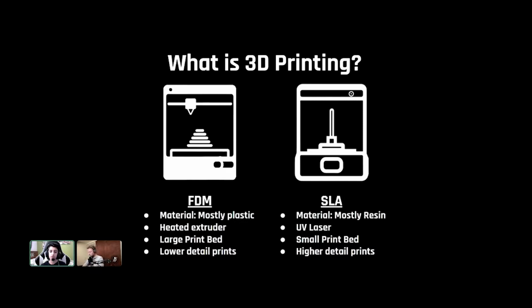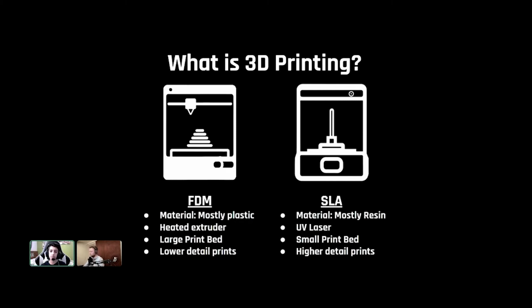In an FDM printer, the printer uses mostly plastic that it melts and then cools using a heated extruder onto each layer to form the desired object. However, an SLA printer uses mostly liquid resin with a UV laser that is directed using mirrors that are controlled by accurate motors to direct the light at a specific area of the object to harden the resin.